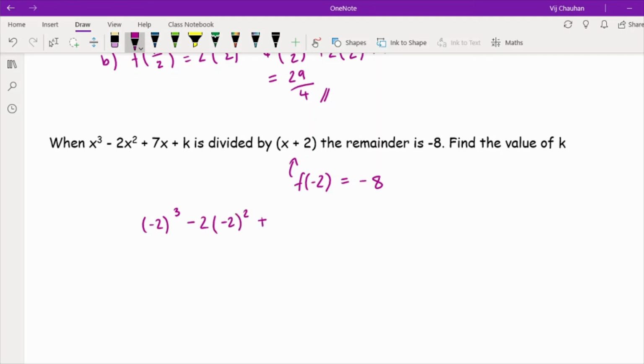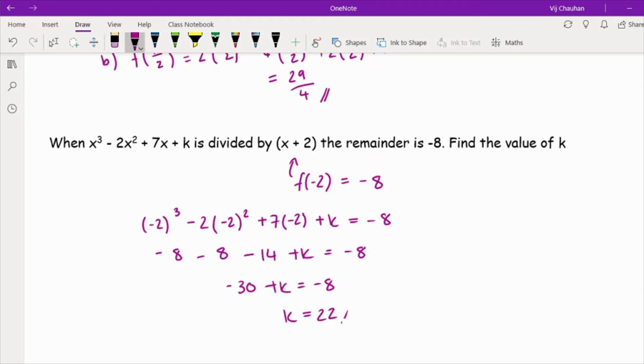So that's minus 2 cubed minus 2 times minus 2 squared, plus 7 lots of minus 2, plus k equals minus 8. So here I'm going to end up with minus 8, minus 8, minus 14, plus k equals minus 8. If I simplify all of this, I get minus 30 plus k equals minus 8, which gives me a k value of 22. So be prepared to work out questions like the first example, but then use that knowledge to work out reverse questions, where you do the opposite.